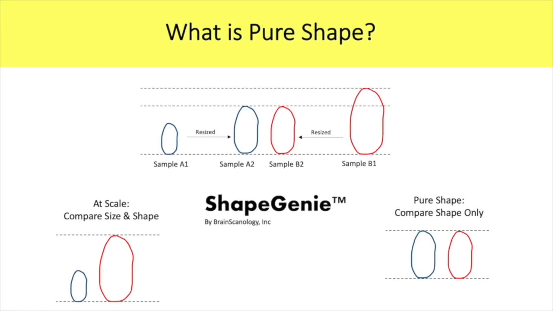In Scanology, we measure something called pure shape, which is very special to our software called Shape Genie. So if you measure objects at the original scale, you cannot separate the effect of size from the effect of shape. But Shape Genie allows us to resize these two objects such that they here have the same height. And when we resize them, we constrain what's called the aspect ratio, so the shape doesn't skew. And what we compare then is their shape apart from their size. We call this pure shape. And this is something only Shape Genie can do.